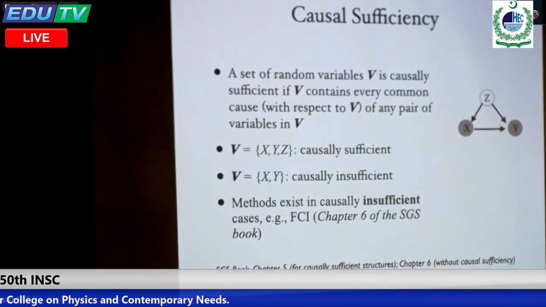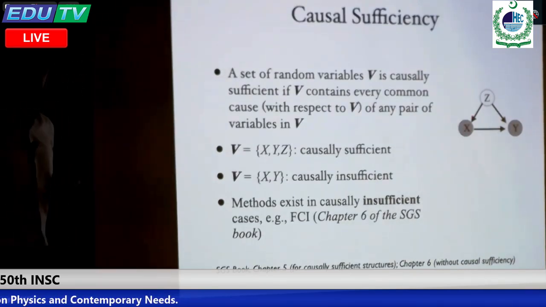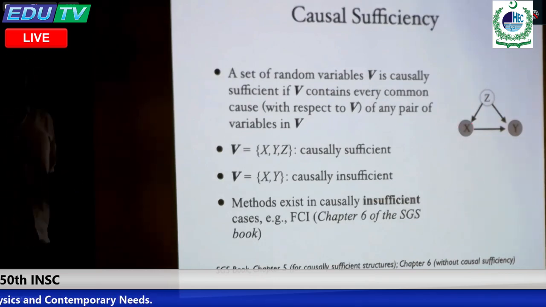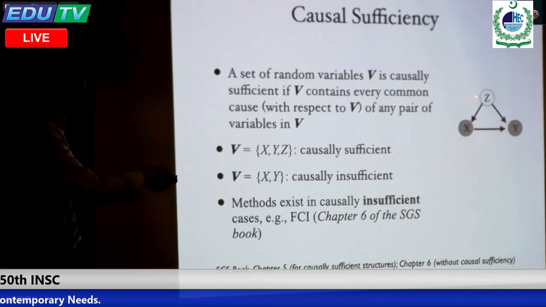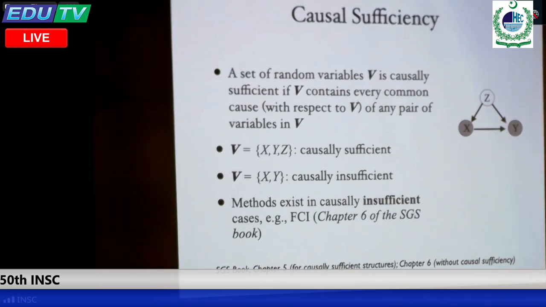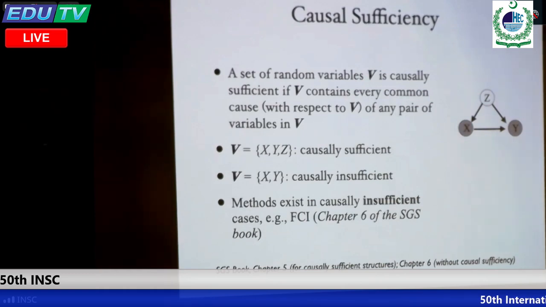First, let's see what we mean by causal sufficiency. Here, we have a causal system involving X, Y, Z. If you only measure X and Y, then we say it's not causally sufficient because the common cause is not contained in the set of variables. If all three, Z, X, Y, are given, then the system is causally sufficient because the common cause of any two variables is also in the set of variables. In other words, if there are no hidden or latent common causes, then the system is causally sufficient. But if you have hidden common causes, then it's causally insufficient. This can create complications because you have common causes that are not given.